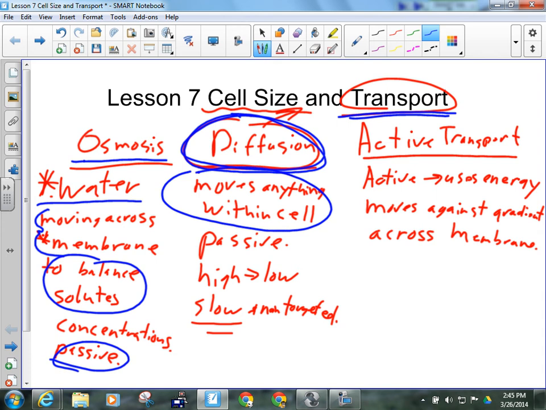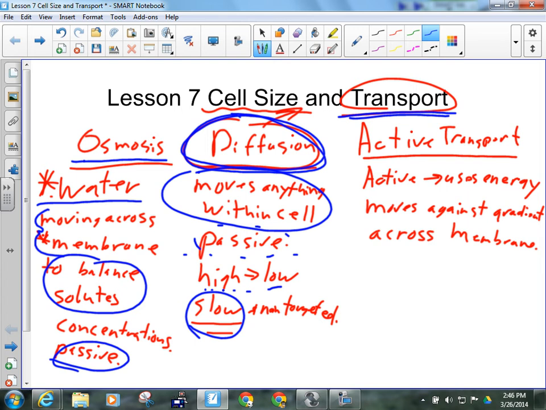Once it's in the cell, it gets moved by diffusion. It's passive, so it's free. It always moves from high to low, and it is slow. That's its disadvantage. Now, if it's only going over a small distance, does it matter that it's very slow? No. If I only have to go one step, even if I take little tiny steps, it doesn't take me very long to get there, does it? The distance is small. It doesn't really matter that I move slowly. It doesn't take me very long anyway.